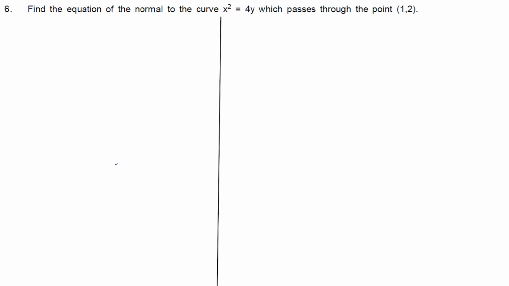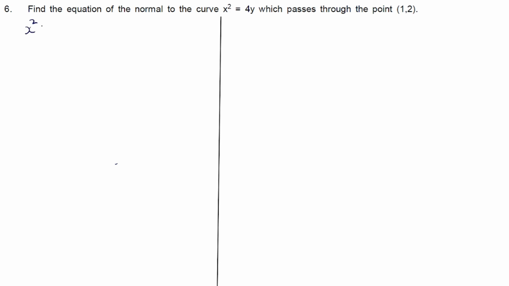The next question, find the equation of the normal to the curve x square equal to 4y which passes through the point 1, 2. So here we need to find the equation of the normal to this curve which passes through the point 1, 2. It is not the equation of the normal to this curve at this point. Only the normal passes through this point, whereas the curve does not pass through this point. So now let us try to solve this.